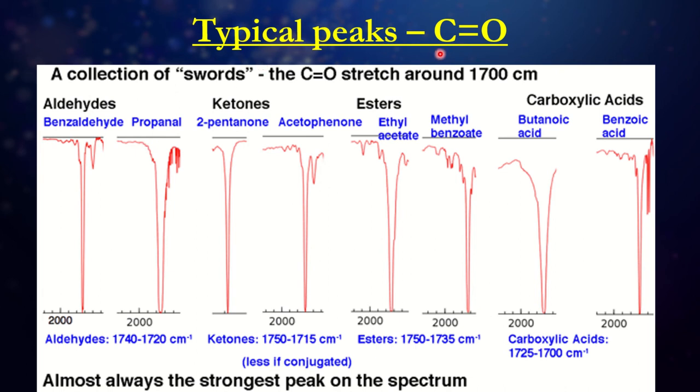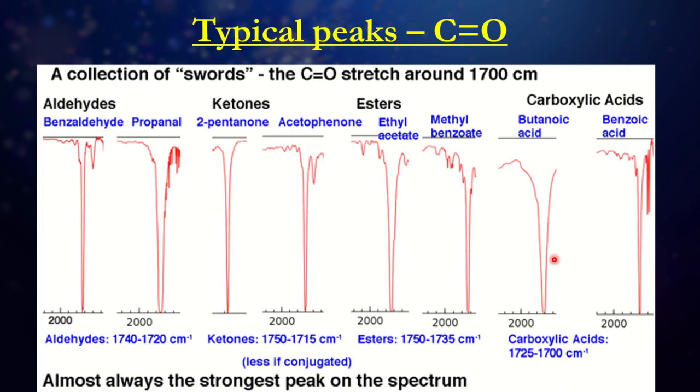The typical peaks of the carbon double bond oxygen group is what we call the sword-like structure, so a collection of swords that shows you the carbon-oxygen double bond, and you can see it's in a lot of different types of functional groups. So you have the aldehydes, the ketones, the esters, the carboxylic acids. So what you would need to do if you saw the bearded version of the OH group, then you also need to work out if you see the carbon double bond to oxygen sword-like structure there.